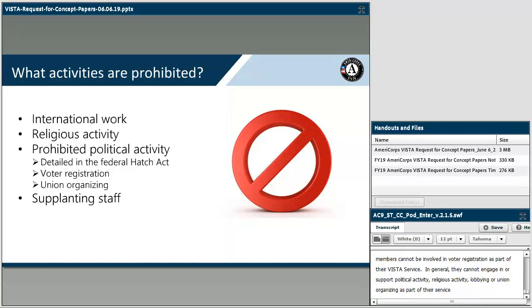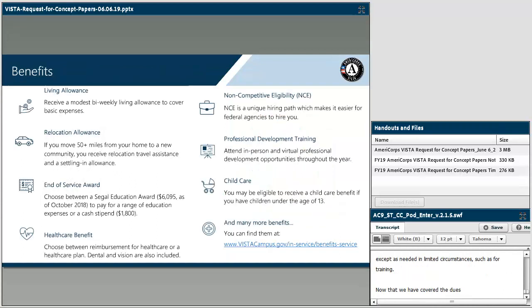So let's move on to the topic of supplanting staff. Members shall not perform duties that should be done or are typically done by paid staff or contractors. The role of VISTA is to build capacity and to bring communities out of poverty. Members do not typically perform direct service activities except as needed in limited circumstances, such as for training purposes. Now that we've covered the do's and the don'ts of VISTA service, let's review some of the member benefits.